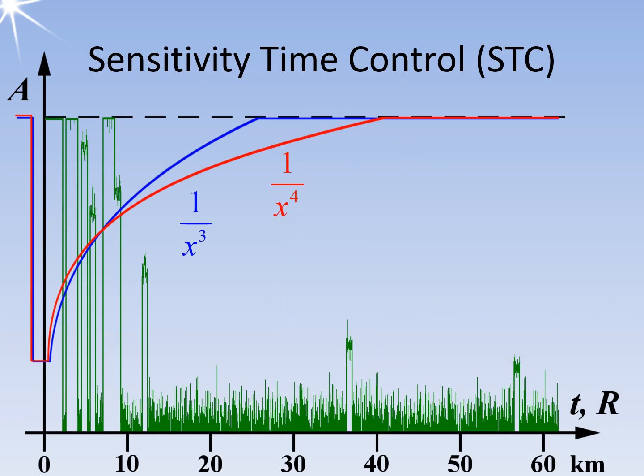The danger of overloading the receiver with echo signals from the radar's close range area can be reduced by time-dependent gain control, the sensitivity time control, abbreviated to STC. Some manufacturers also call this process gain time control or GTC.